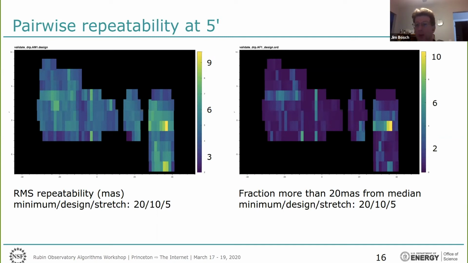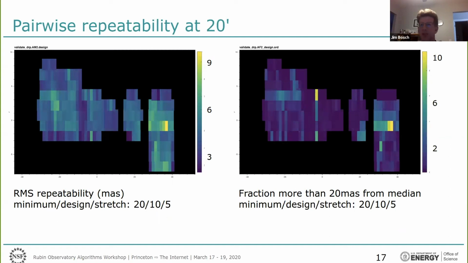The numbers, of course, are much smaller than the per object repeatabilities I showed earlier. And that's because, again, they're designed to average out the stochastic terms, which, as Gary mentioned, are the dominant parts, or at least very important parts of getting astrometry right. Here's the same thing at 20 arcminutes. It looks almost exactly the same.